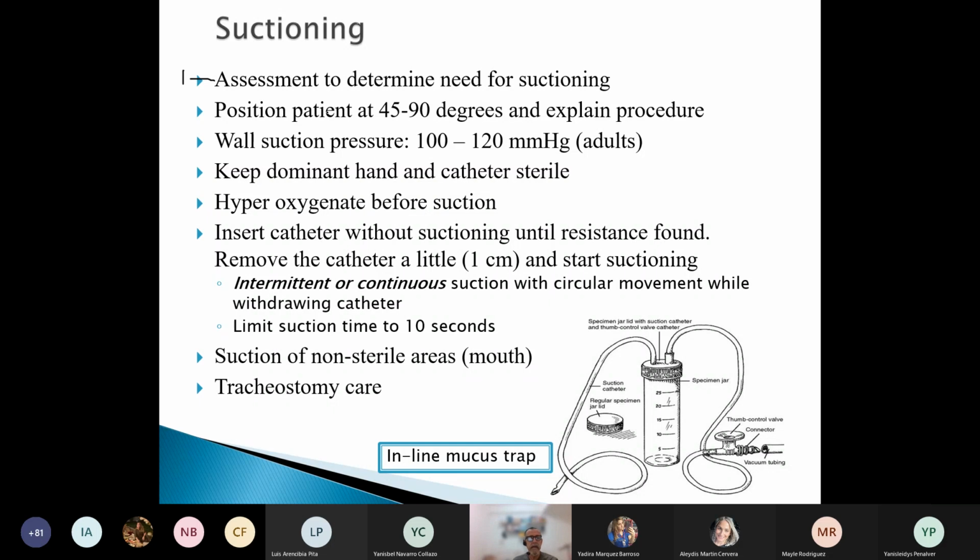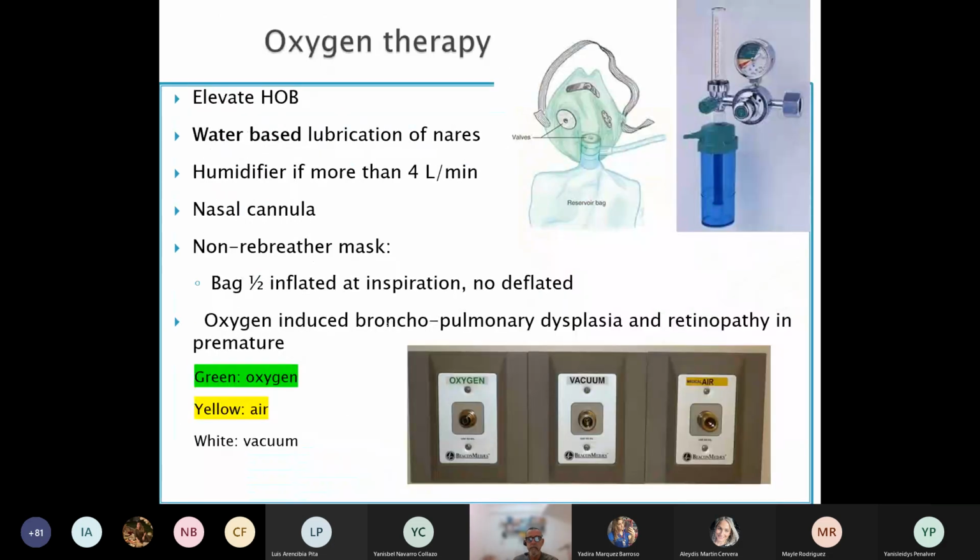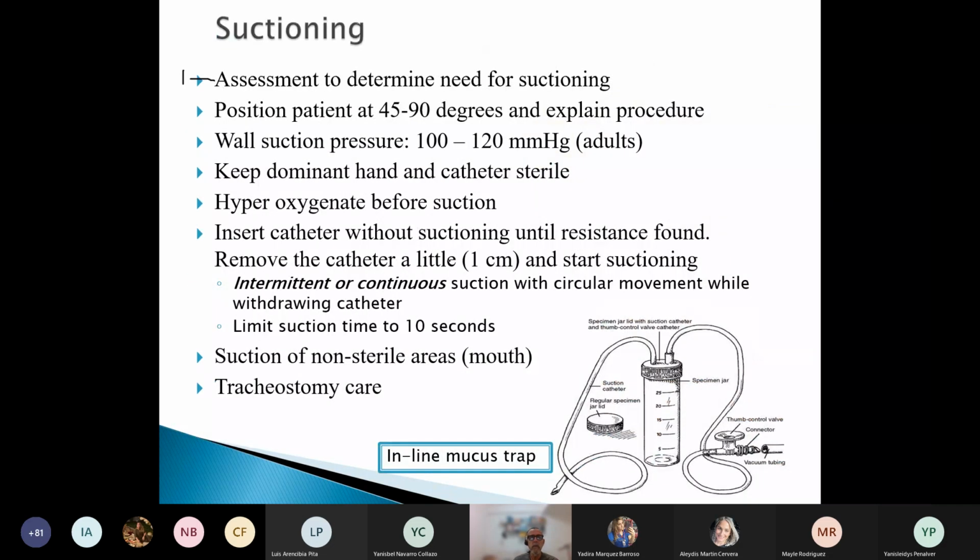After positioning the client, you are going to set the wall suction pressure, that is, as I said before, this white vacuum that you see here, yes? And you are going to set the pressure more or less like the blood pressure, okay, less than 120, yes? And you are going to hyperoxygenate the client, placing oxygen in the tracheostomy tube before suctioning.